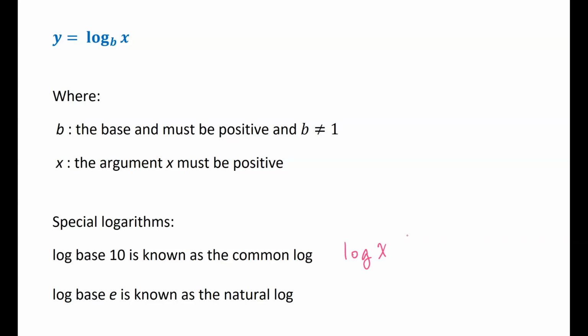So it's sort of like when we work with radicals. If we see that radical, what do we understand the index to be? 2. We understand the index to be 2. So it's the same thing with the common log. If we see a log and no base indicated, it is understood to be base 10.